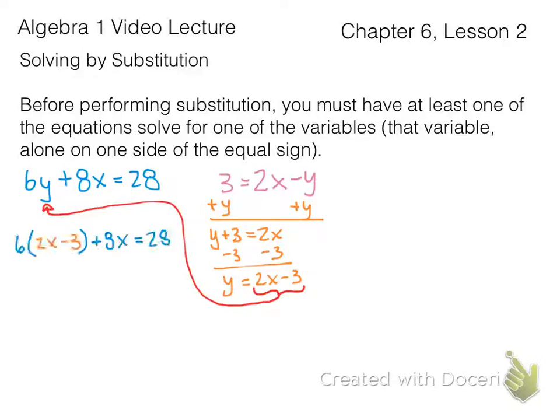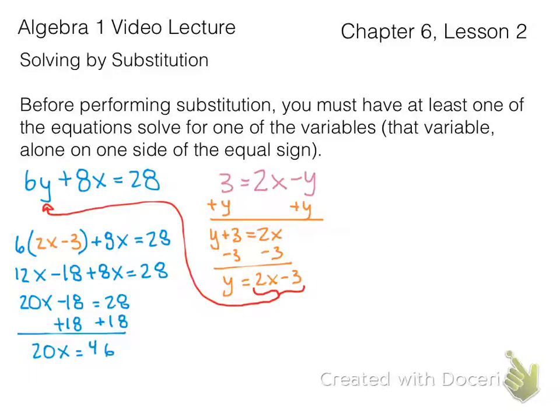Going to plug that in for y. We're going to distribute. Woohoo, I did a lot of math there. Make sure I did it correctly. All right, so a lot of math there. And then we have to combine like terms. We're going to move over the 18. We're going to get 20x equals 46 and solve for x, and x equals 2.3. Again, finding 2.3 on a graph by hand, not fun. But doing it mathematically, kind of easy.